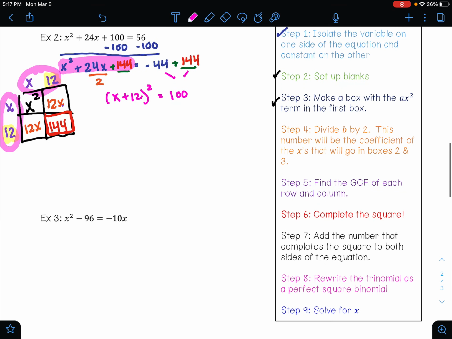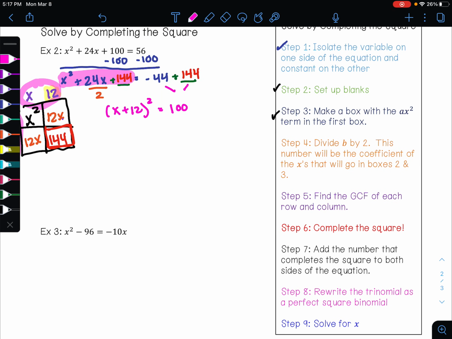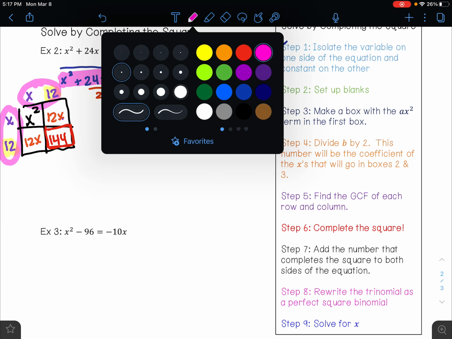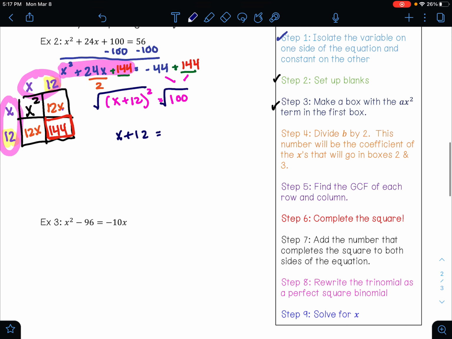So now we are on step 9, which is solve for x. To undo the square, I am going to take the square root. The square root undoes the square and leaves me with x plus 12. Whenever you take the square root of a number, it's always plus or minus. The square root of 100 is 10.